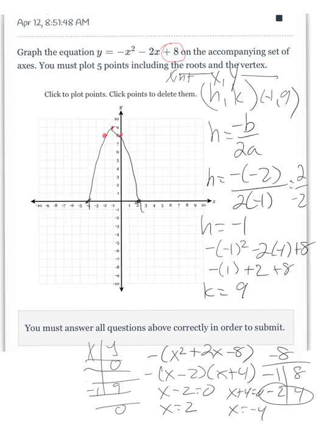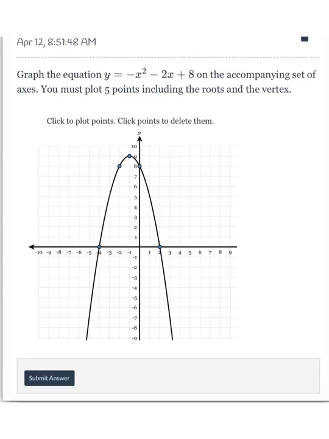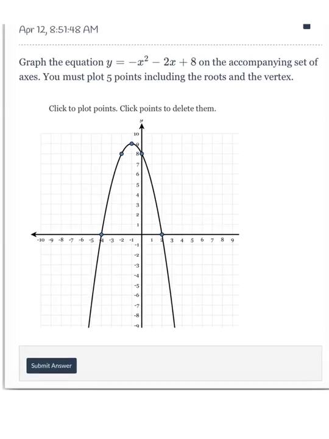Okay? So here is the official screenshot of how this should end up looking. Here's our vertex. Here's our y-intercept. And then here are our two roots. There's our parabola. Those are our 5 points. Remember, it's going to be symmetrical.